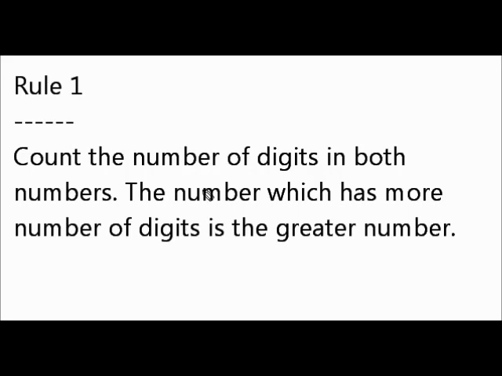Any number which has more digits is always greater than the other number. So let's take an example: 79 and 103. How many digits in this? In 103 we have 3 digits. And how many digits here? We have 2 digits. 3 is greater than 2. So we know that 103 is greater than 79.